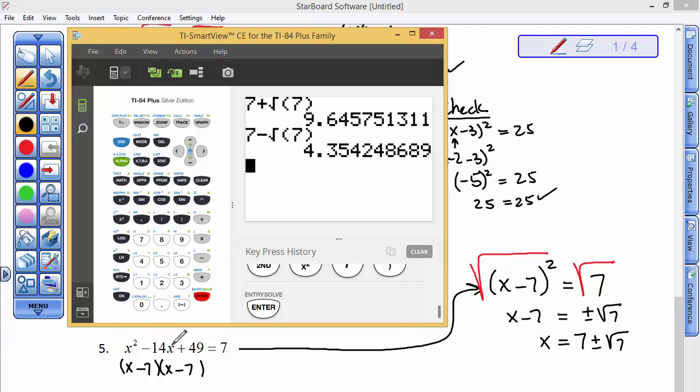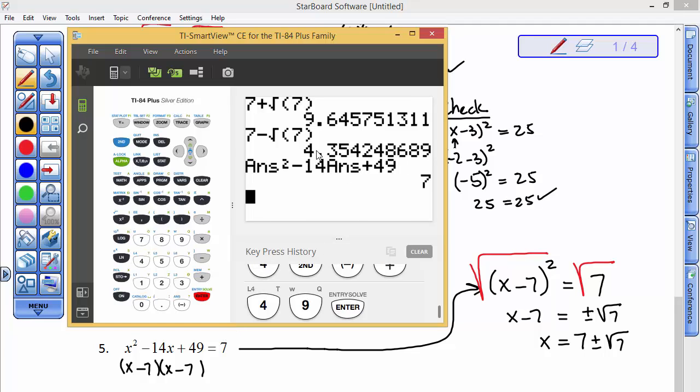See this statement over here, number 5? It said take your x value and square it. So I'm just going to go ahead and take this x value and square it. And then I'm going to subtract 14 times that second answer. So it will use this, plus the 49. And I'm going to see if that does equal 7. Exactly. And the reason it equaled 7 exactly is because I used the answer.